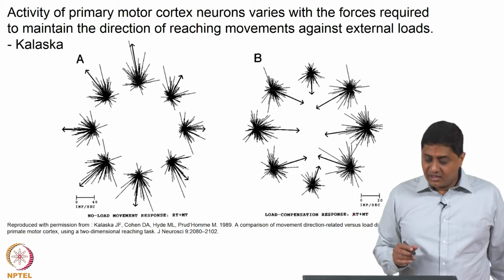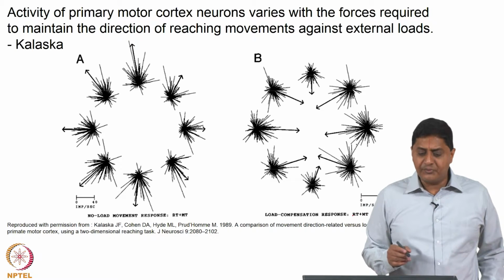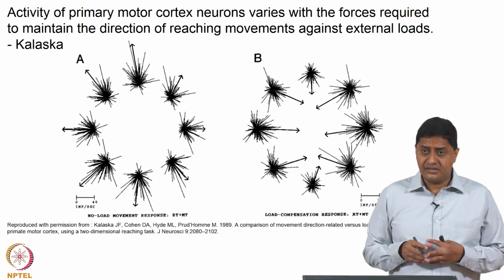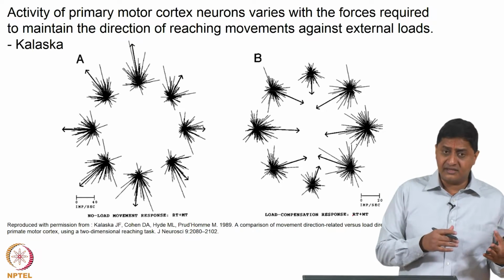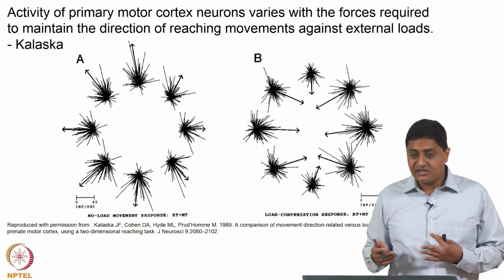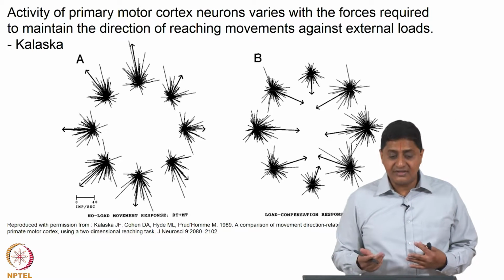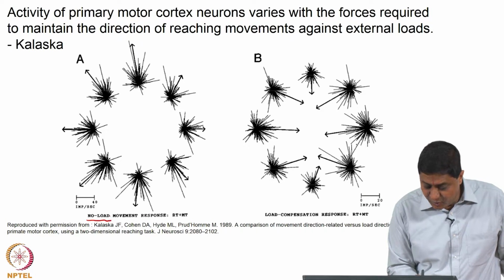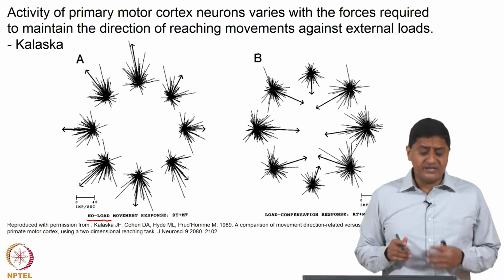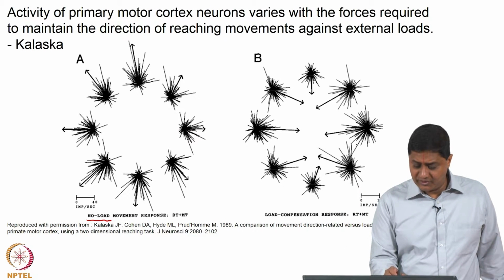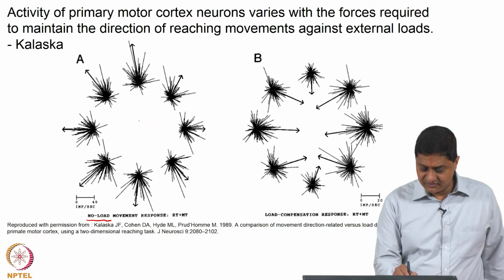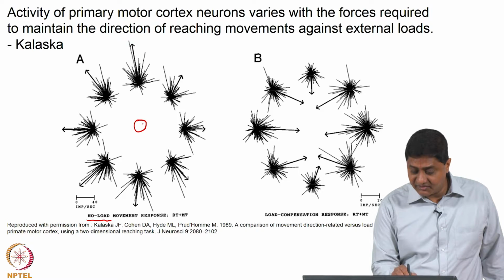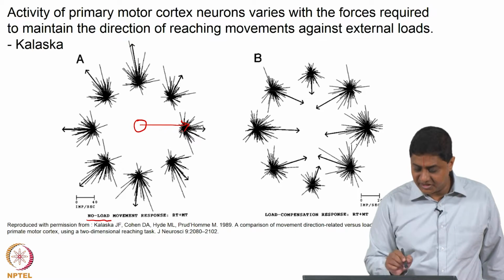What was found was that depending on the load that is acting, the direction of force that is required will change. Depending on the direction of force that is required, the activity of the neurons does change. For example, here what is presented is the no load activity. When there is no load, if the movement is in a particular direction, this is the original position, this is the home position. From this point the monkey is required to move to that direction.